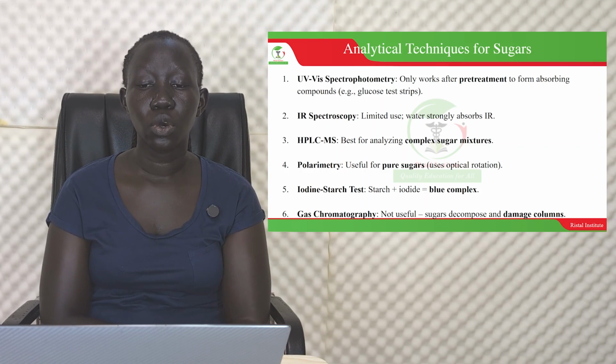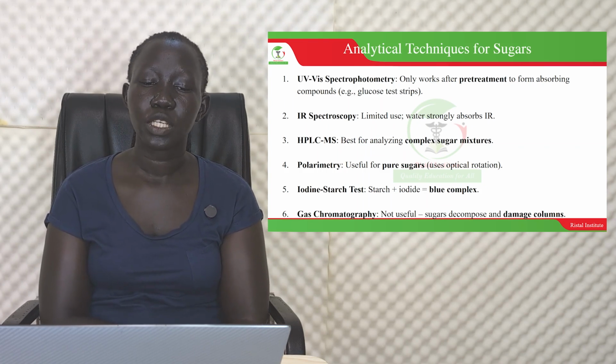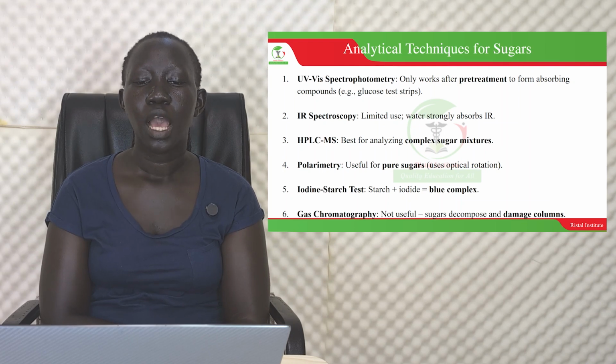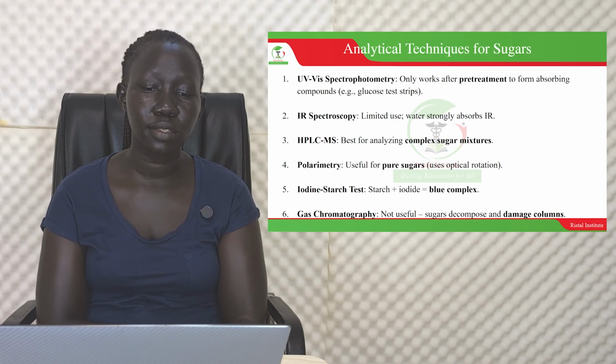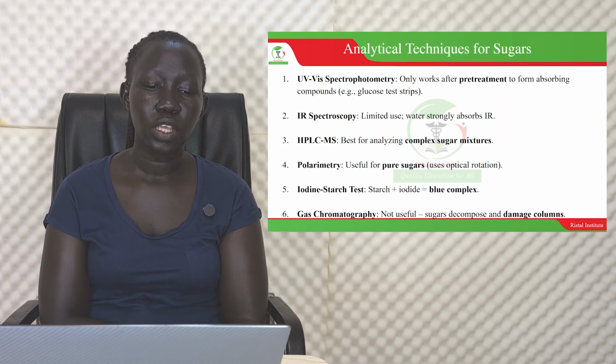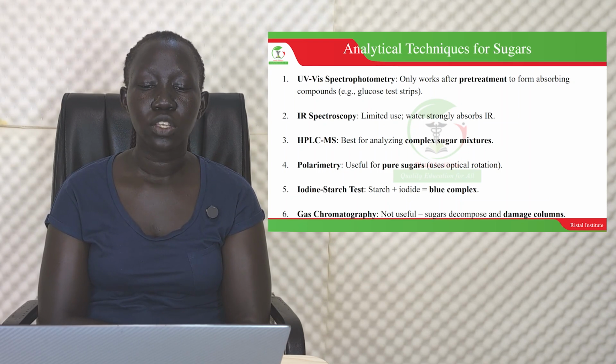Analytical techniques used for sugars. We can use UV-Vis spectrophotometry, and this only works after pretreatment to form absorbing compounds, for example, the glucose test strips. We also have IR spectroscopy. This one has limited use, because water strongly absorbs the IR.